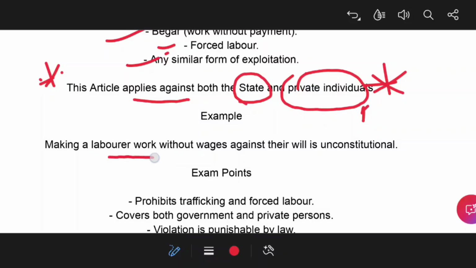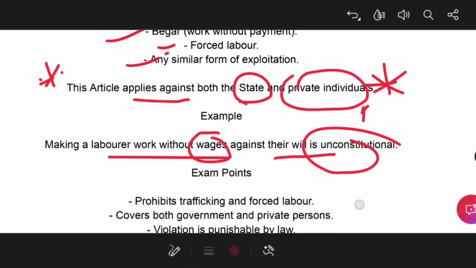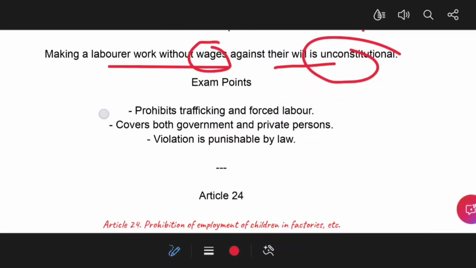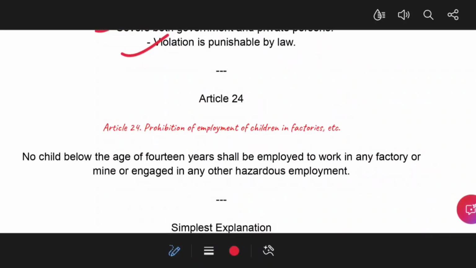Now, making a laborer work without wages is unconstitutional. From the exam point of view, this prohibits trafficking and forced labor. This covers both government and private persons. Violation is punishable by law, and that law is made by Parliament. Now, Article 24, prohibition of employment of children in factories, etc.